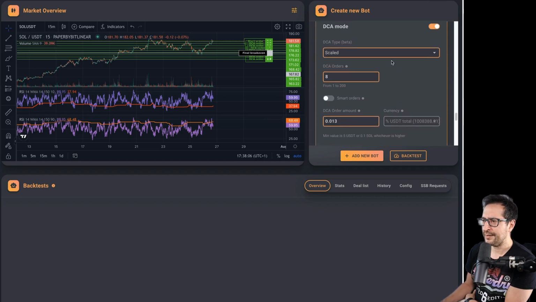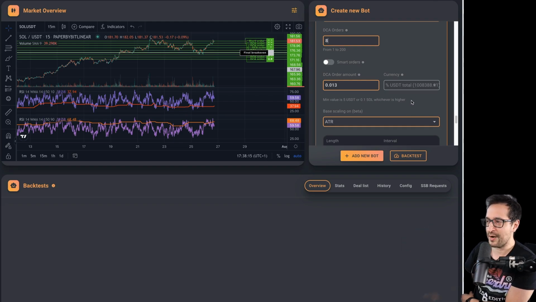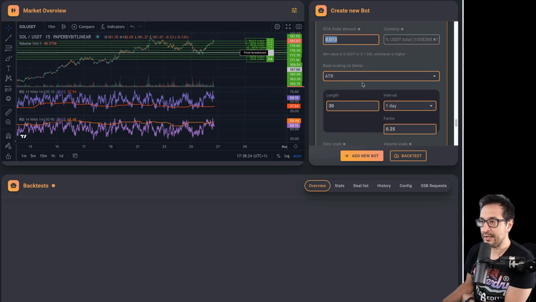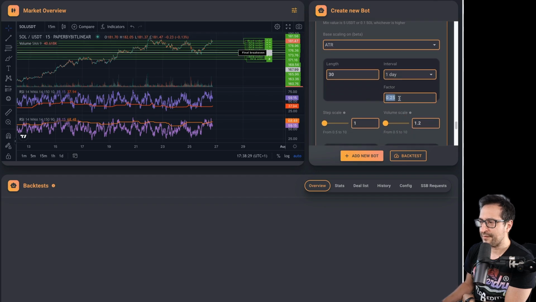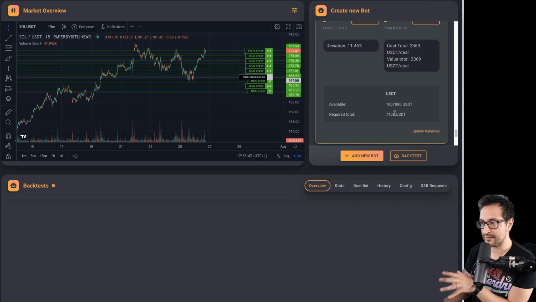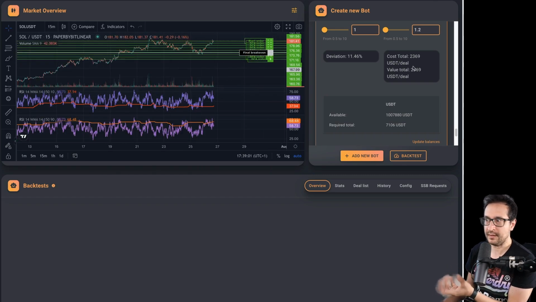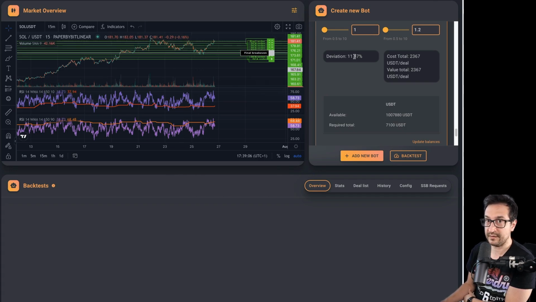Then I went with a DCA mode with 8 safety orders. This is very similar to the Chris bot, if you're familiar with those bots that I've been preaching for quite a long time. And the DCA order amount, I think, is double what we saw at the top. And safety orders are spread away using ATR with a length of 30 on the daily with a factor of 0.25. Since it's 8 safety orders, 8 multiplied by 0.25, it's going to give us 2 ATR in total for this deviation. So 2 times the daily ATR based on the volatility of the past 30 days. And that is giving us a cost of $2,000 to run the bot. The deviation right now is 11% on Solana. But that will fluctuate depending on how much volatility Solana is seeing at different times. So if it pumps, this might become 20 or 30% deviation, and if it dumps as well. It's all based on the movement.